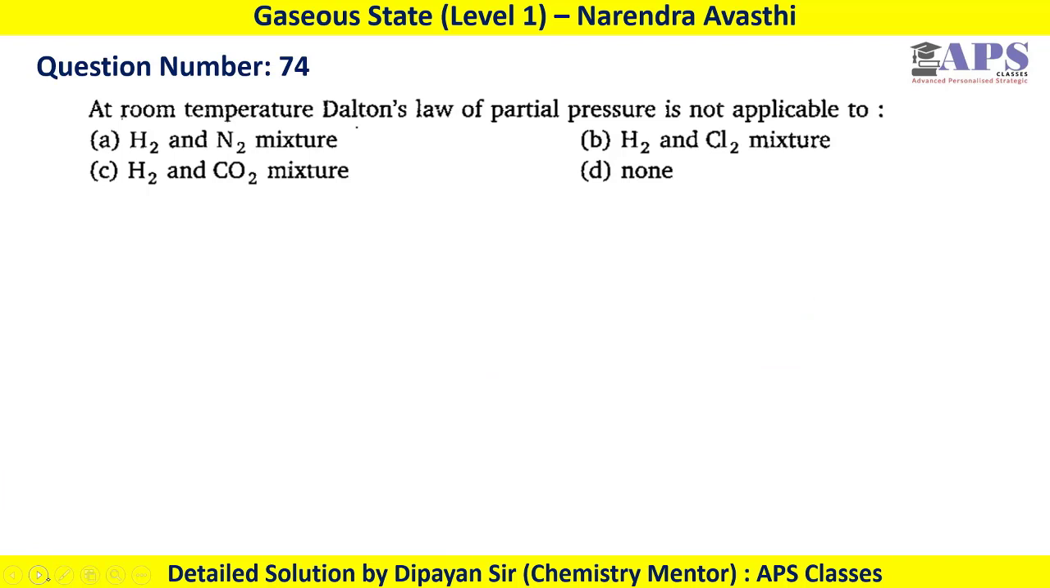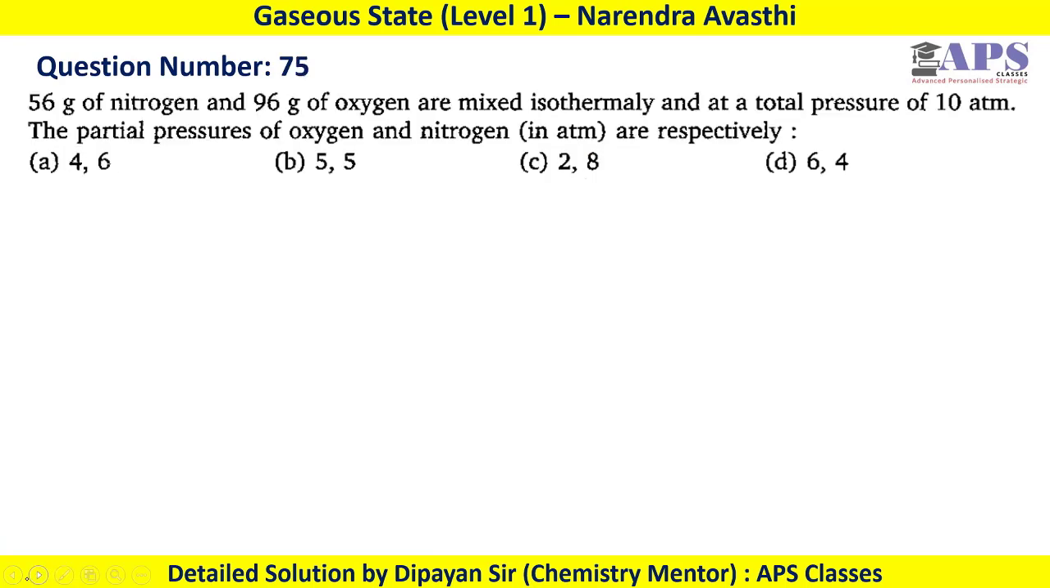In question number 74, at room temperature Dalton's law of partial pressure is not applicable for H2 and Cl2 because they will react to form HCl in normal temperature. In question number 75, 56 gram of nitrogen and 96 gram of oxygen are mixed isothermally and at a total pressure of 10 atm. The partial pressure of oxygen and nitrogen are respectively.